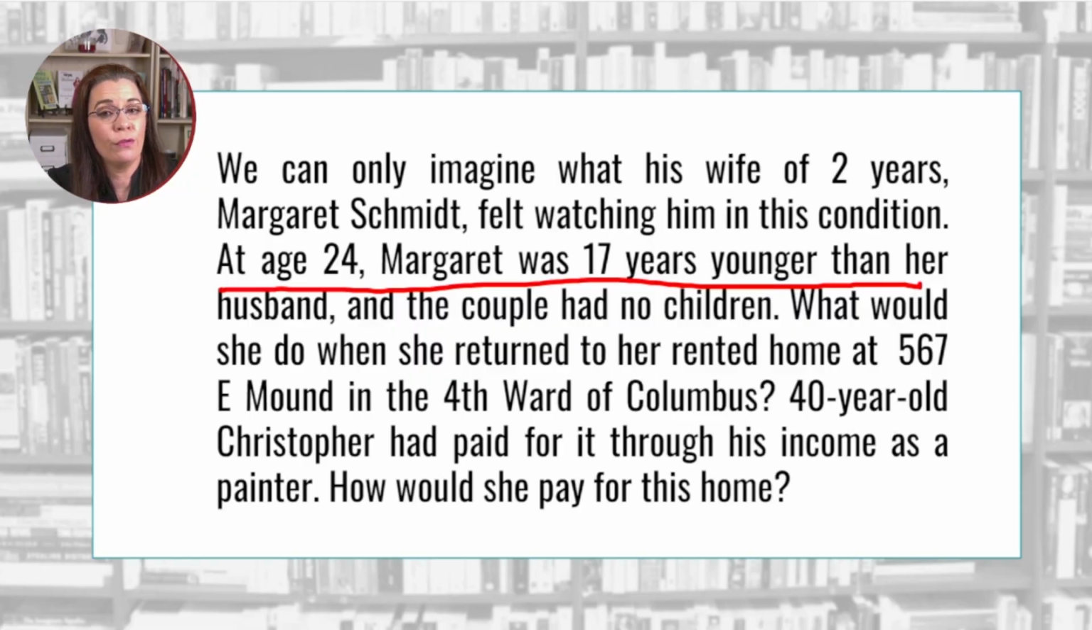At age 24, Margaret was 17 years younger than her husband. Now, Margaret's age is listed on the marriage record, and so was Christopher's. The age difference is another example of doing the math for my audience. The couple had no children.